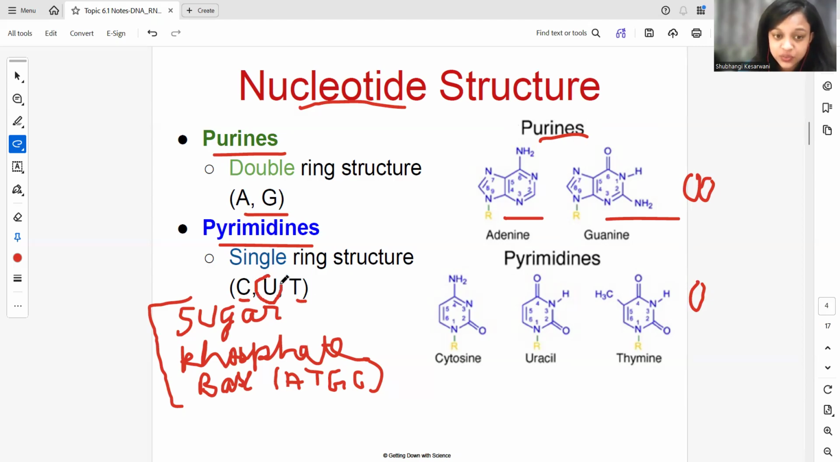And what is this U? I will discuss this in the upcoming minute. U means uracil. All right, this we will discuss in a few seconds. So pyrimidine includes cytosine, uracil, and thymine, and purine includes A and G, meaning adenine and guanine. Absolutely right.